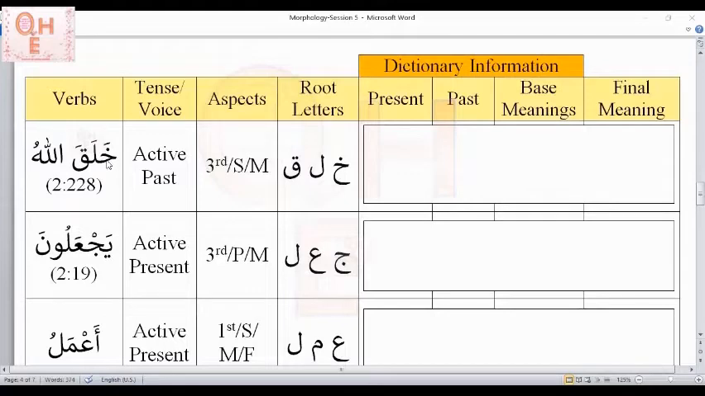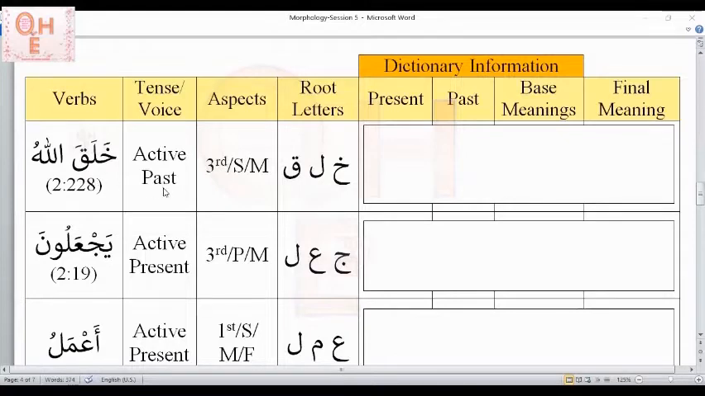So the first word we have is خلق الله. Our word is خلق. Obviously, the moment you see three letters with fatha, with no suffix or prefix, it definitely looks like a past tense, right? And also I don't see khuli, so this is active. So this is active past tense.